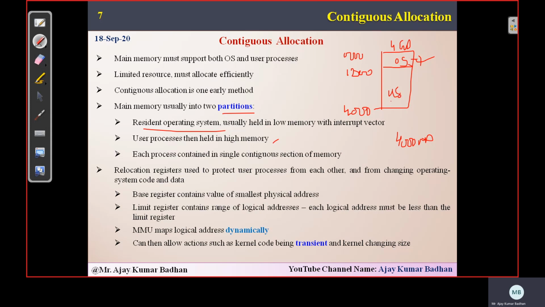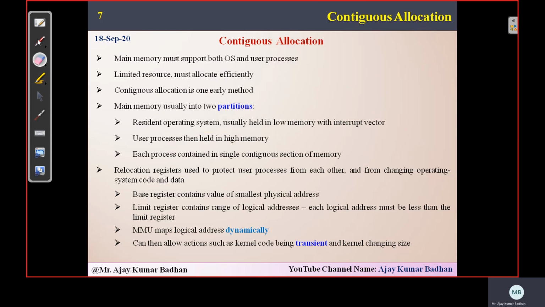Whatever the user space we are talking about here, how this user space is allocated to multiple processes. Before discussing that, we need to discuss the concept called protection. How can we provide protection?